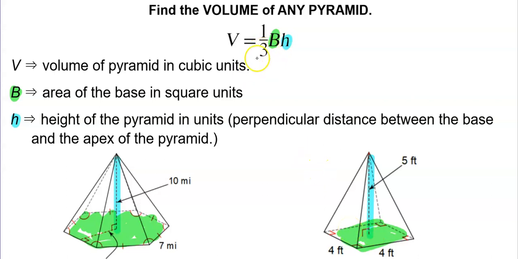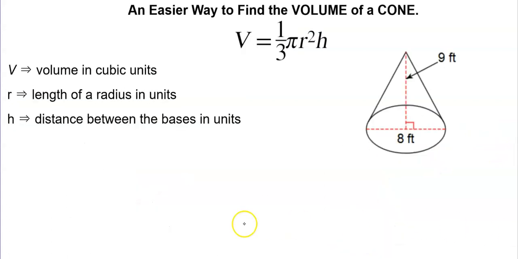And notice then we're going to divide that whole thing by 3. Because as it slopes in, it only has 1/3 the volume of an associated prism. It's kind of cool.